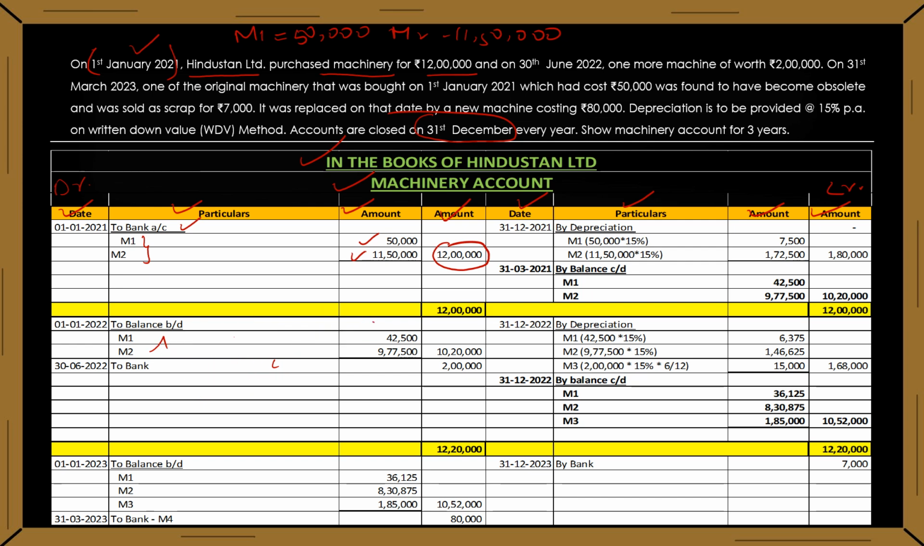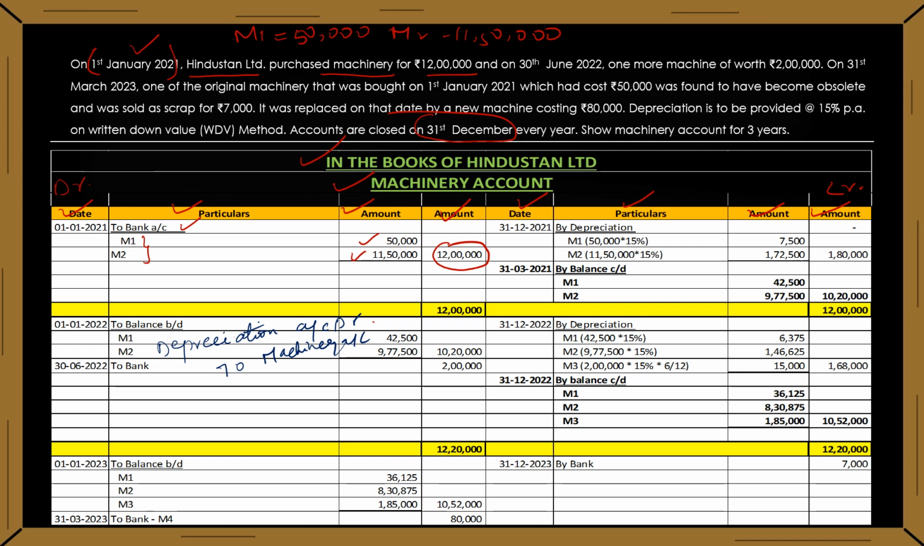Depreciation is an expense, right? So depreciation account has to be debited since it's an expense. Depreciation account debit to machinery, as the value has to be decreased. Machinery is an asset. When the value of the machinery is decreased, it has to be credited. So to machinery account, this is the entry.